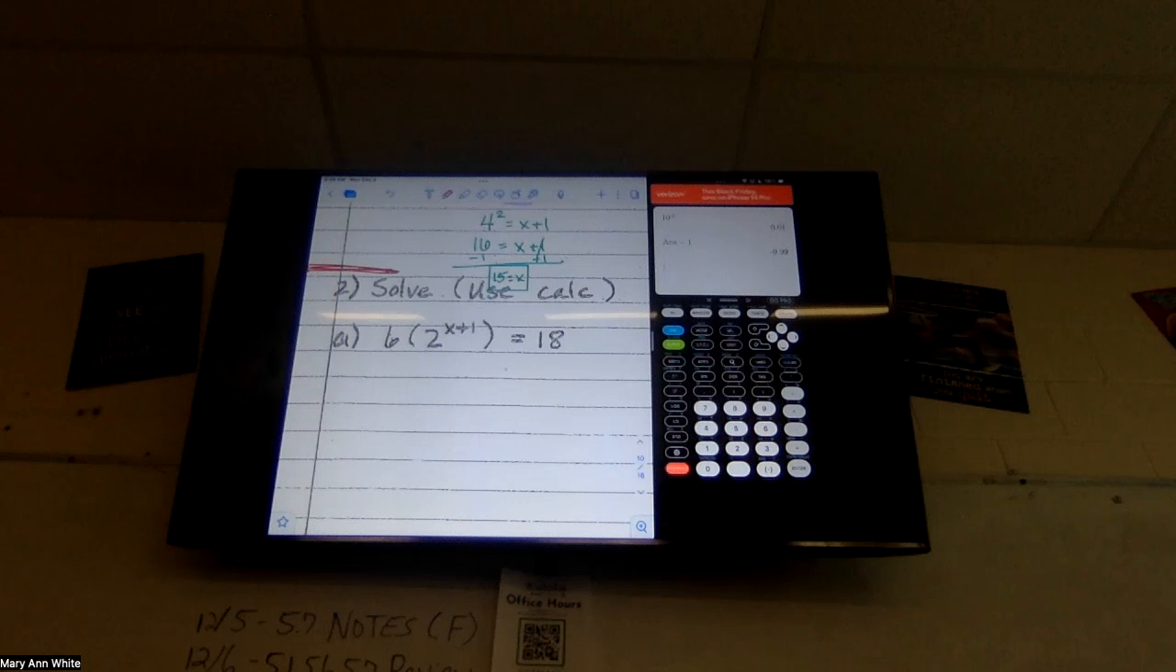So let's start by solving. I'm going to divide both sides by 6. I've got to get my number to the exponent by itself. So I'm trying to get that 2 raised to the x plus 1 all by itself. When I divide by 6, I get 2 raised to the x plus 1 equals 3. Now, is there any way that I can say 3 is 2 raised to some power? There's no way. So that's why we needed to use our calculators. This is an example where it's in exponential form, but I cannot solve it exponentially.